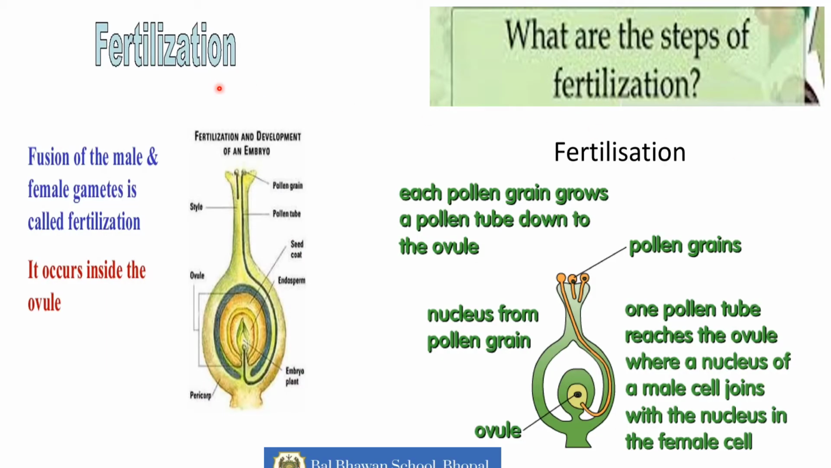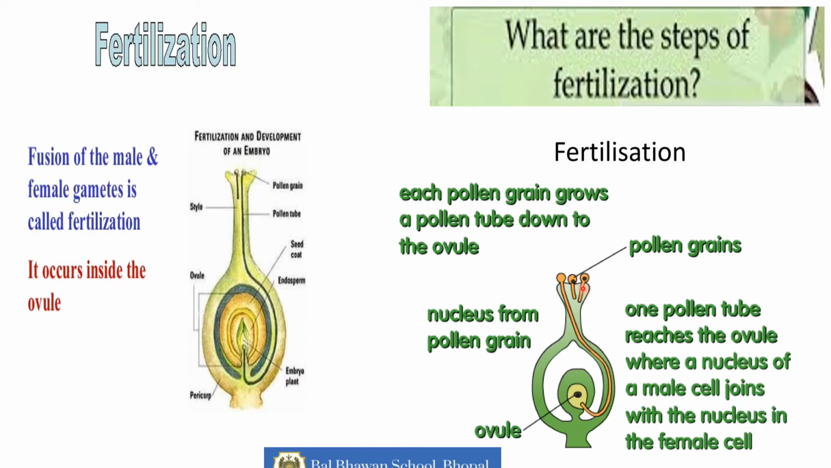Now let us see what happens in fertilization. Actually, what is fertilization? Fertilization is the fusion of the male and female gamete. Now where does it take place? It takes place inside the ovule. Now let us see what the steps of fertilization are.